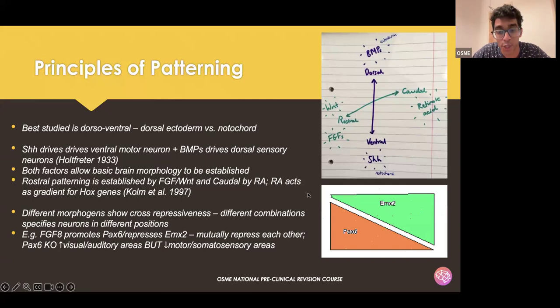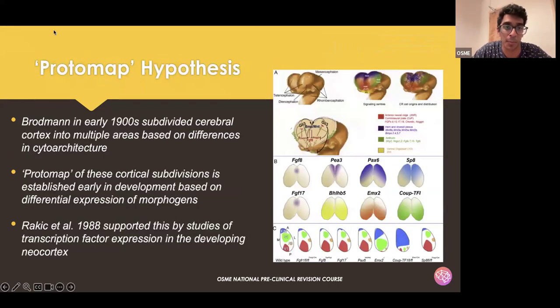So you have this differential gradient, which I've tried to show with these two triangles. When you knock out one of them, you get expansion in some areas that are likely going to be induced by EMX2 and a reduction in other areas that are likely going to be induced by PAX6. For example, when you knock out PAX6, you have expanded visual and auditory areas, but reduced motor and somatosensory areas. This all leads to the idea of a proto-map in the brain.